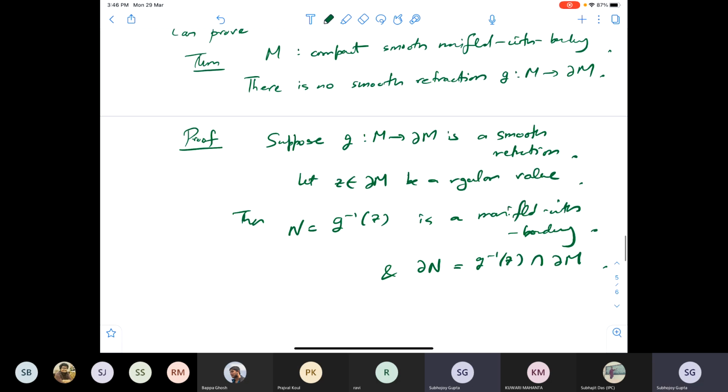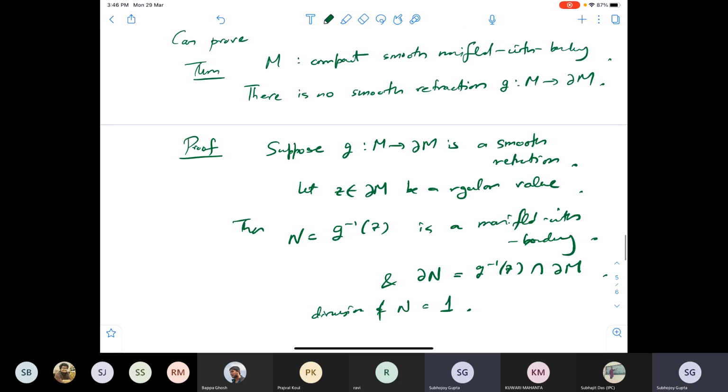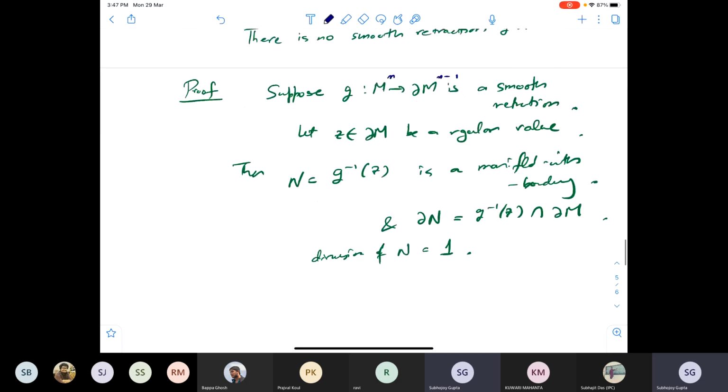Okay, and what is the dimension of N? The dimension of N is 1, right? That's just because the dimension of M, if it's n, the dimension of the boundary of M is n minus 1. So if this is n, this is n minus 1. Remember, when we proved the pre-image theorem, the dimension of the pre-image submanifold we get is the difference of the dimensions. Here the difference of the dimensions is 1. So you have a one-dimensional manifold with boundary.